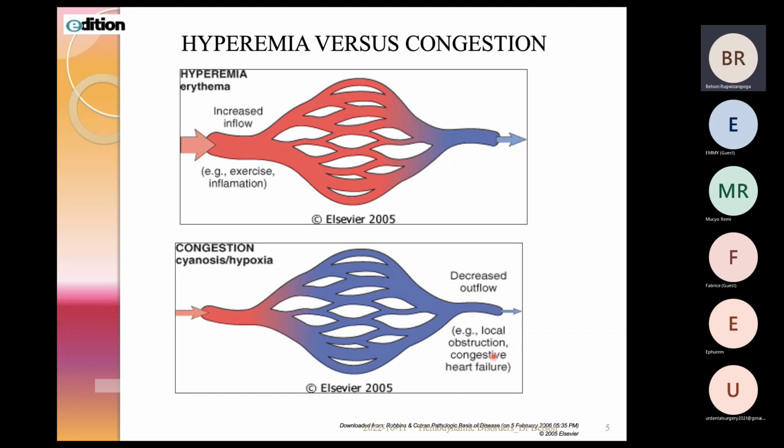So here, the signs that we see here, the causes are obstruction or congestive heart failure. So the heart cannot allow the blood to come back into the right ventricle in adequate quantity. While here the causes, as I said, they are exercise, inflammation, and so on.